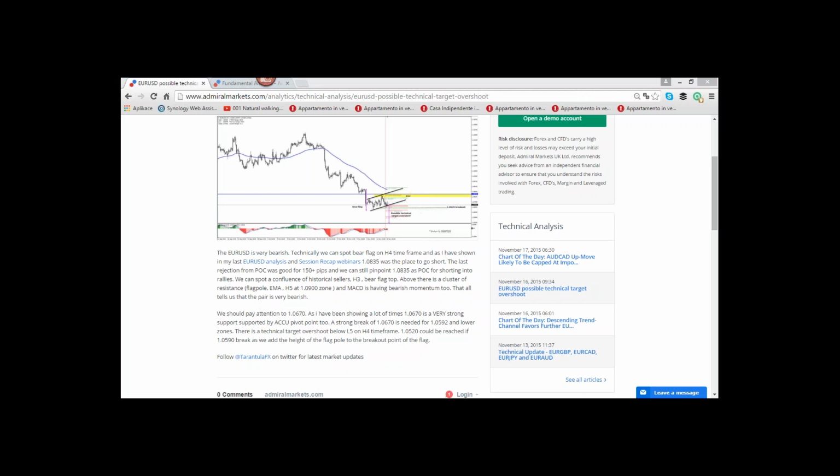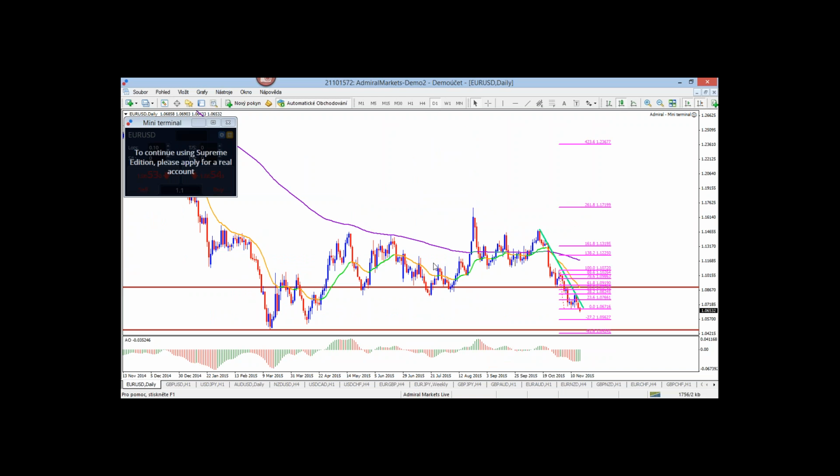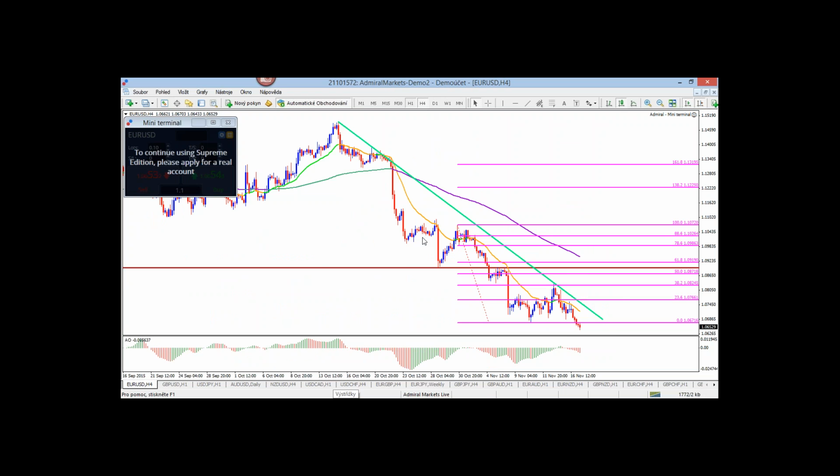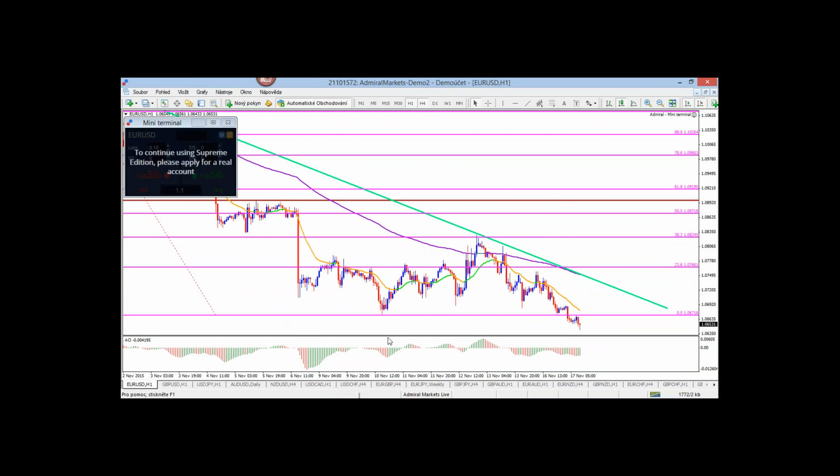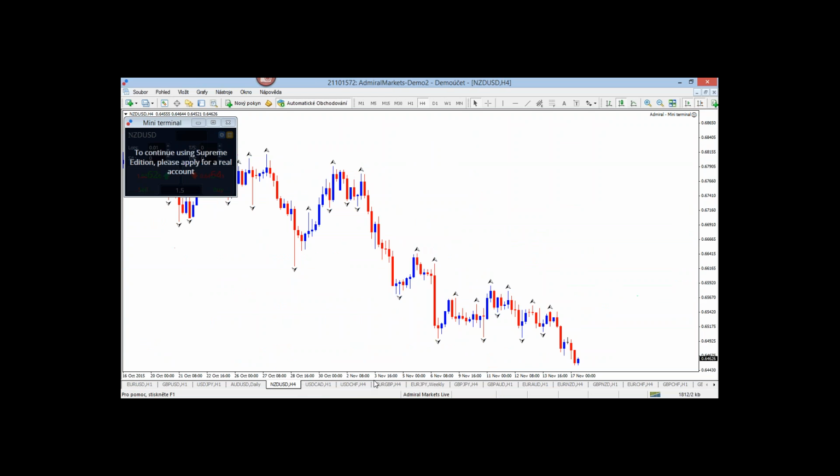106.70 is strong support, he says. So let's take a look at that. Looks like we're below it at the moment. 106.70 is the bottom, the previous bottom. Okay, so let's take a look at that dollar, Kiwi dollar, sorry.